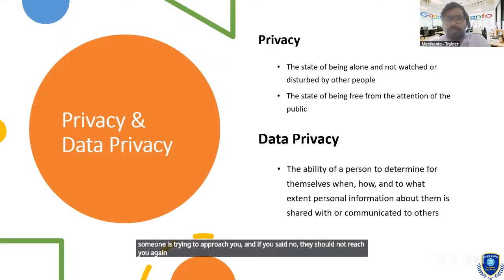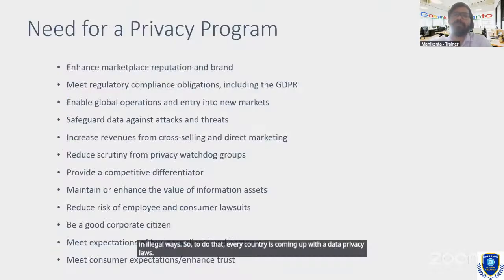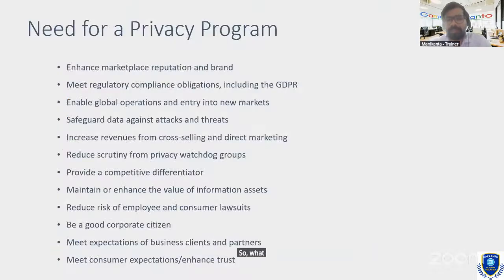That's what privacy is. And if information is getting collected, they should not post it in public, or they should not use that information to make more money out of it in illegal ways. So to do that, every country is coming up with data privacy laws. So what this program is actually all about, why we need to run this program.